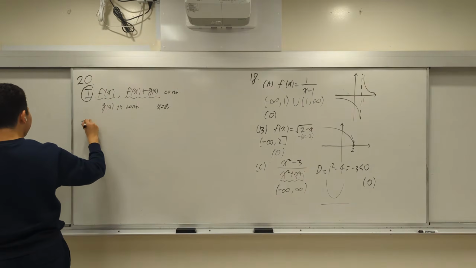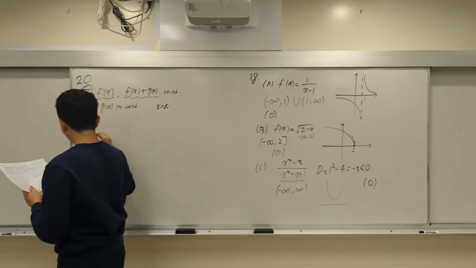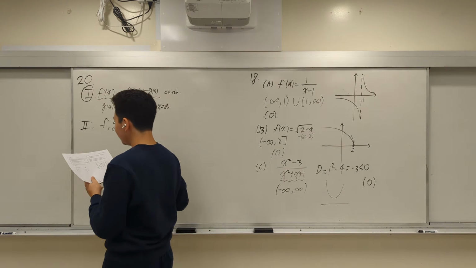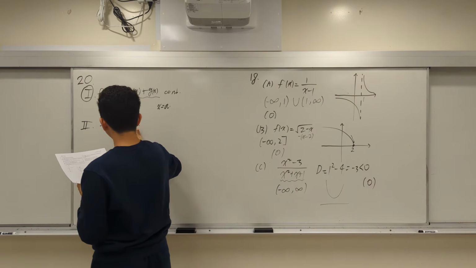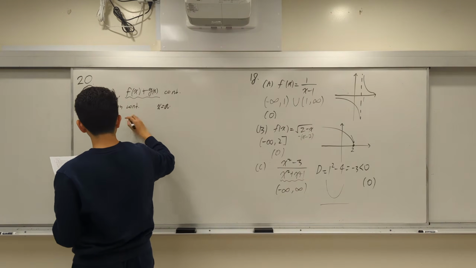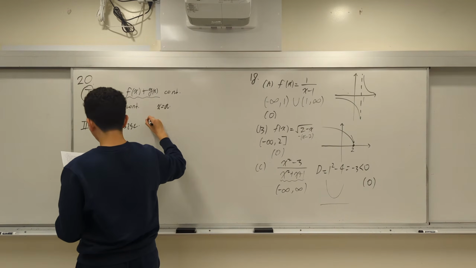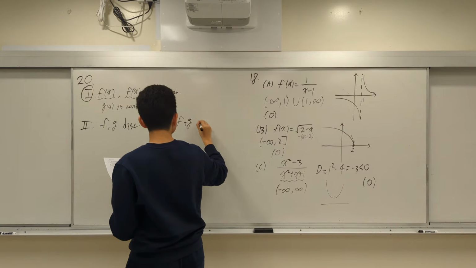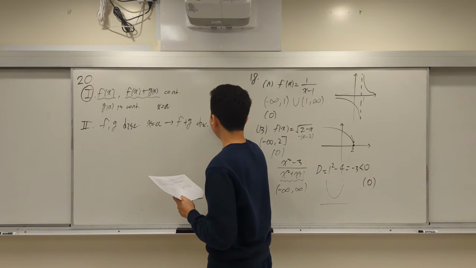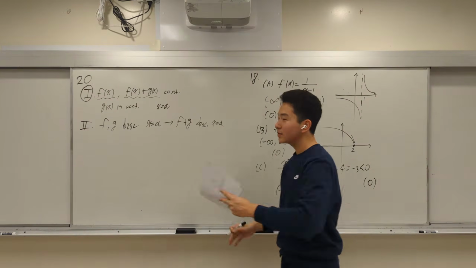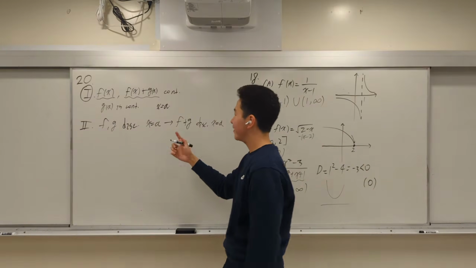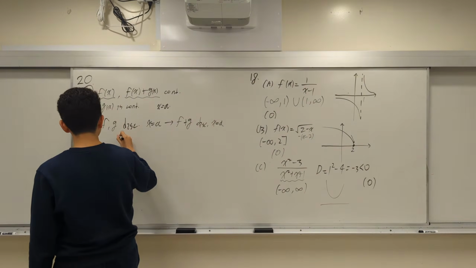Now number 2 asks us, if f of x and g of x are discontinuous at x equals a, then is f plus g also discontinuous at x equals a? I think we talked about some ways to get rid of discontinuities, so let's see if we can find a counterexample in this case.